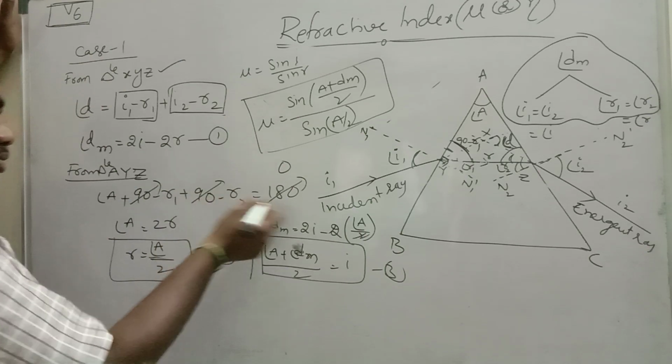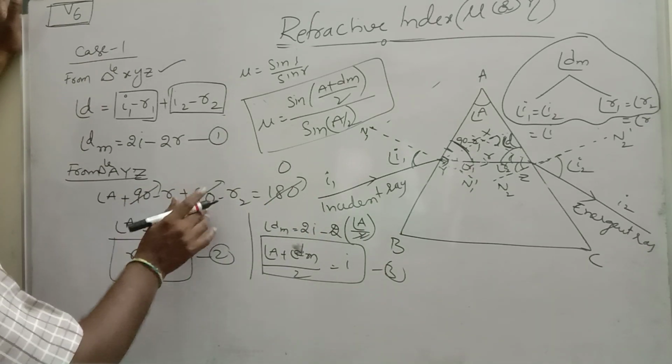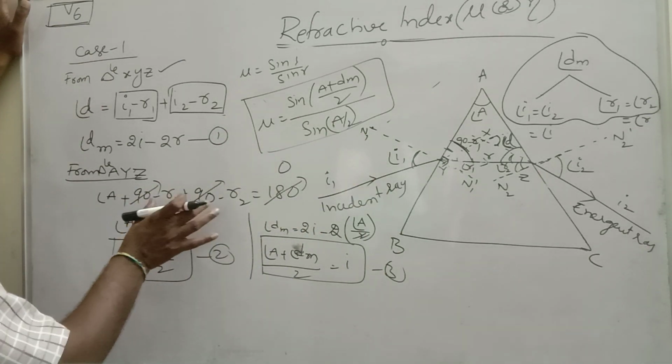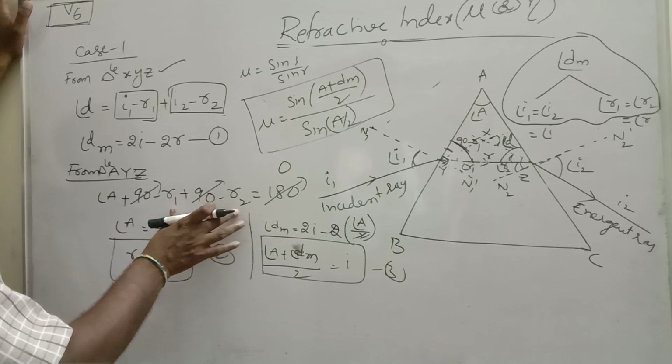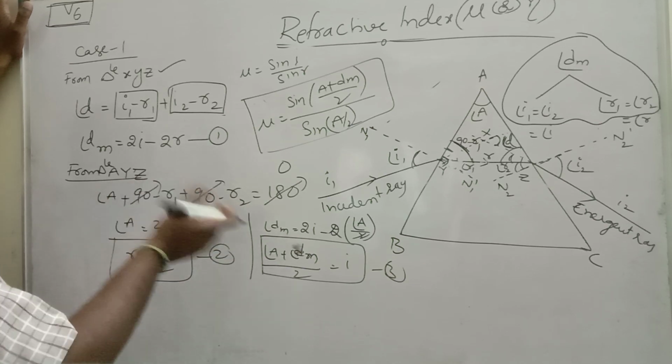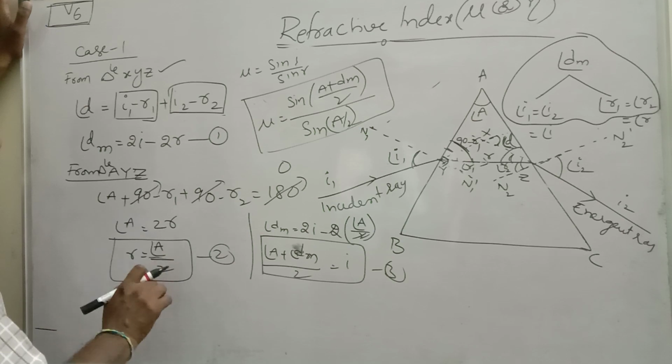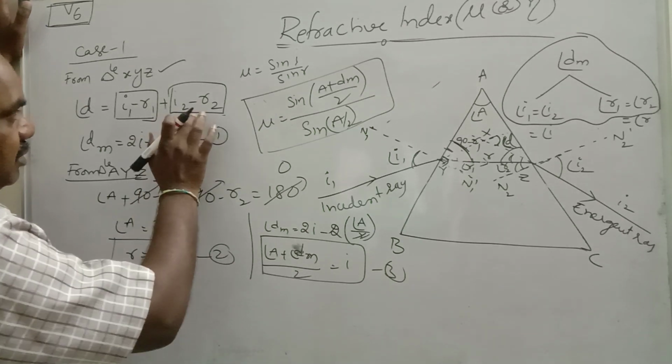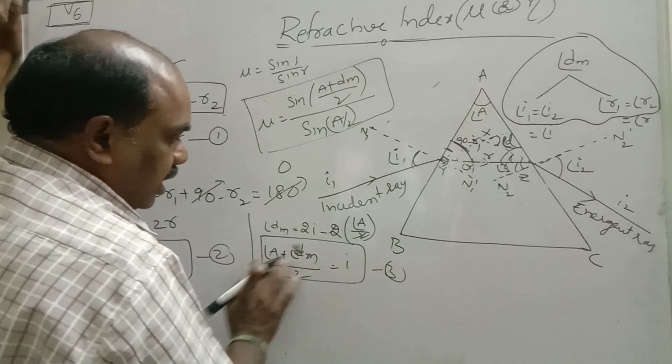This is 90 minus r2. Sum of angles equals 180. 90 plus 90 is 180, which goes to that side, giving 0. r1 plus r2 is nothing but minimum deviation, minus r minus 2r goes to that side. A is equal to 2r, so r is equal to A by 2. So I substituted the r value here and got the i value as (A plus Dm) by 2.